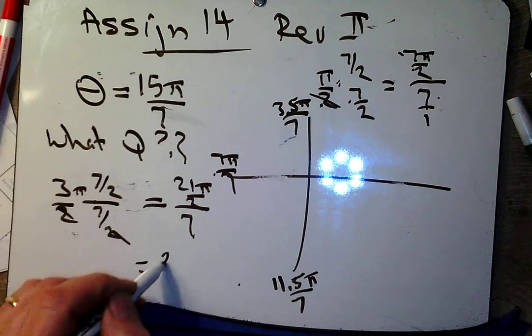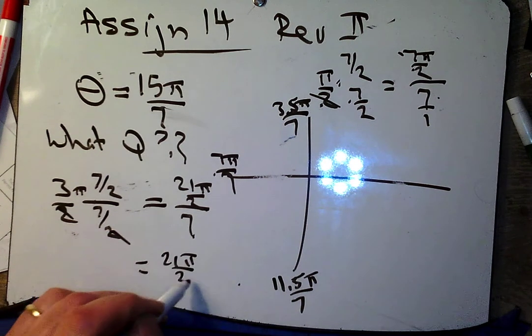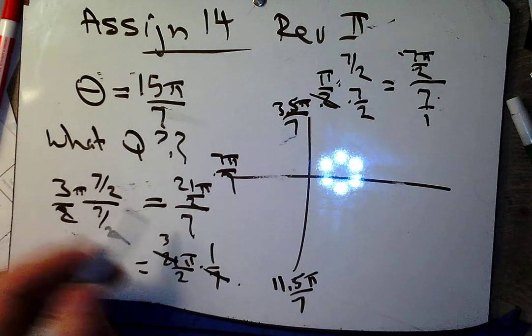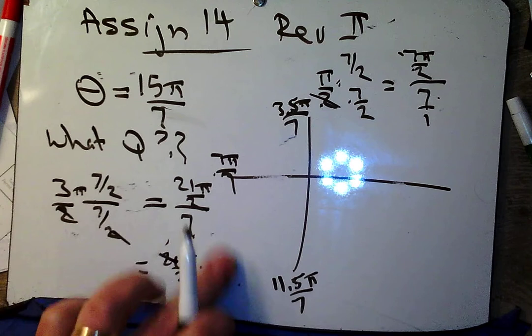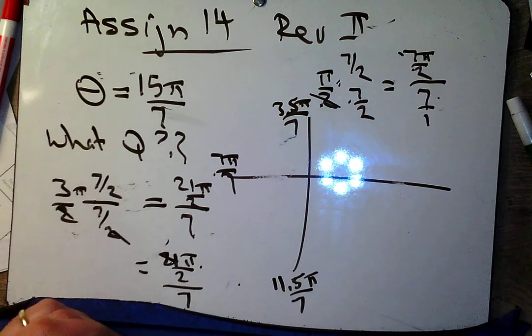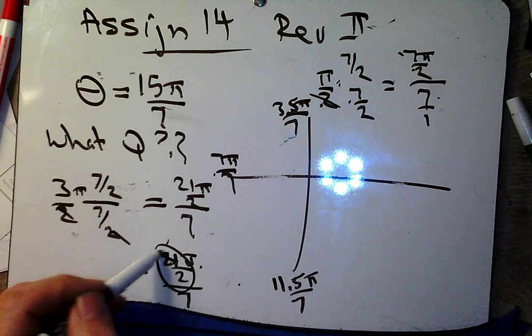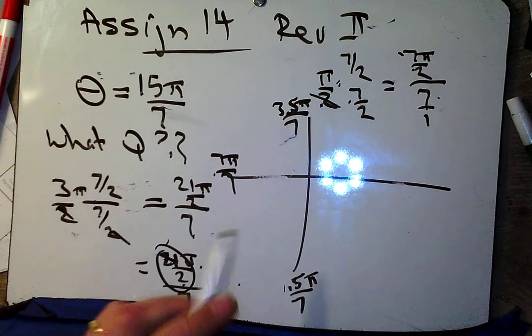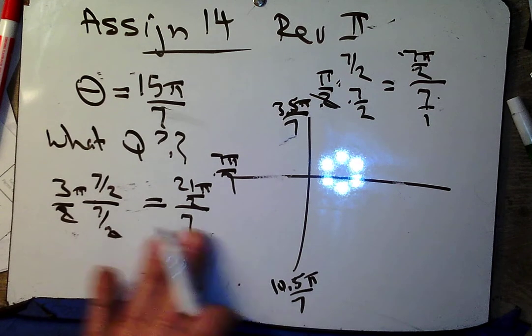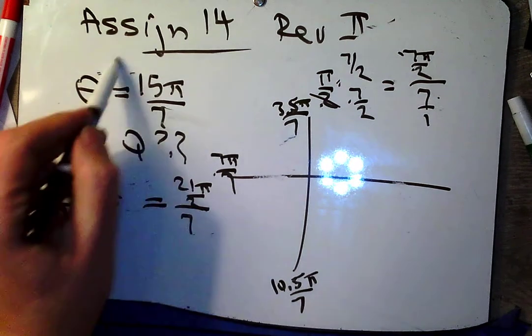But when I do the flip and multiply, notice that these can cancel. Oh, that brings me back. No, I don't want to do that. So instead, I've got 21 pi over 2 over 7. Well, 21 over 2 is not 11.5, it's 10.5. So there we go. And which angle were we doing?